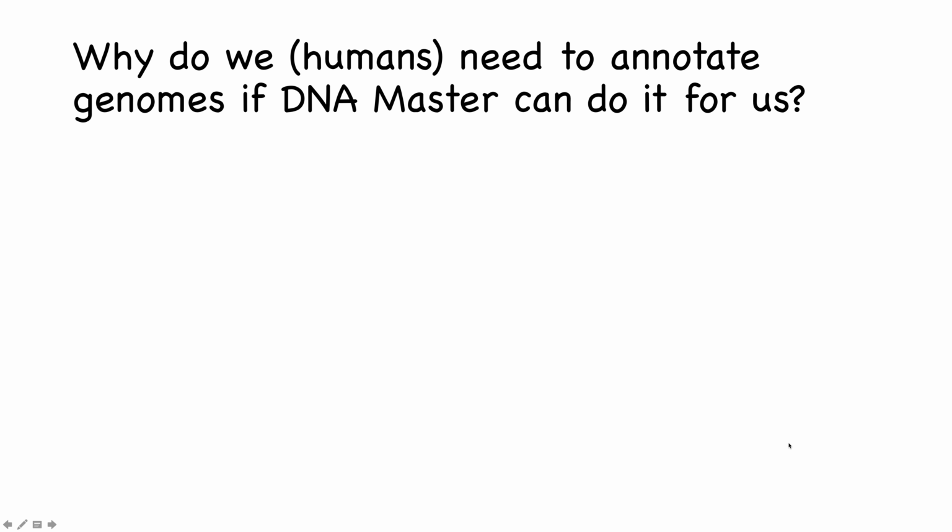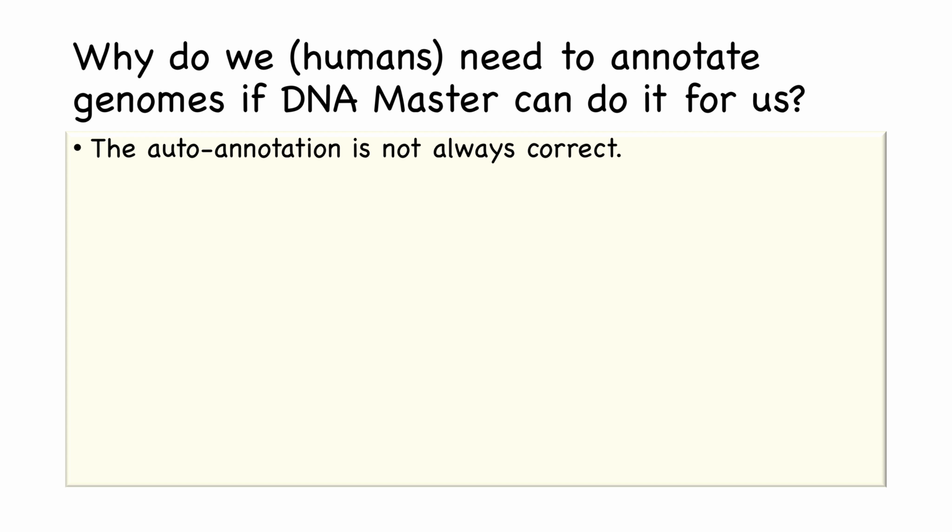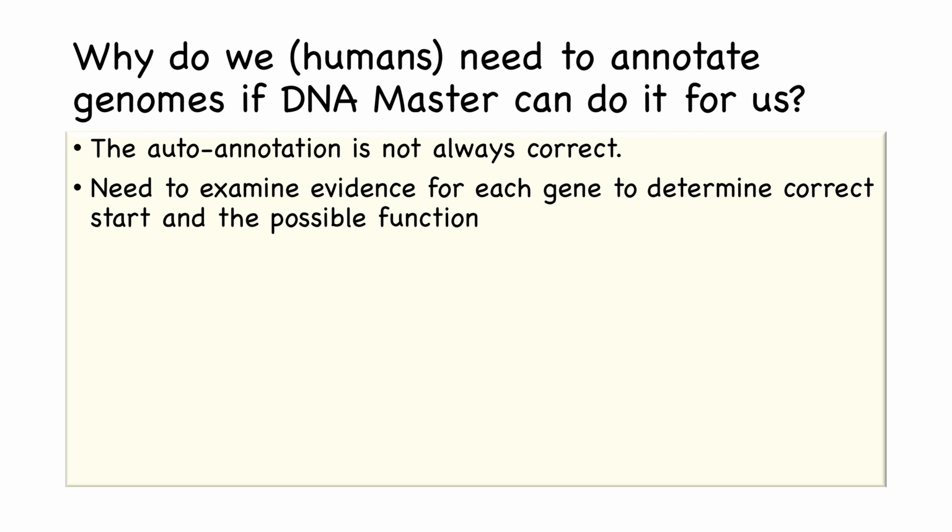So why do we need to annotate the genome if DNA Master does it automatically? The reason is because the auto annotation is not always correct. There are genes that these programs sometimes predict, and then we look at it and later decide that's not a gene, or sometimes the auto annotation misses genes, and we have to detect them manually. The other reason is the starts for the genes are not always correct. So we need to examine evidence for every single gene and decide whether or not we think the program has predicted the correct start.